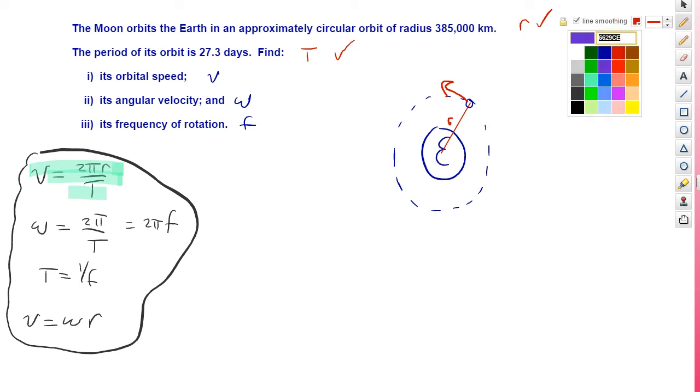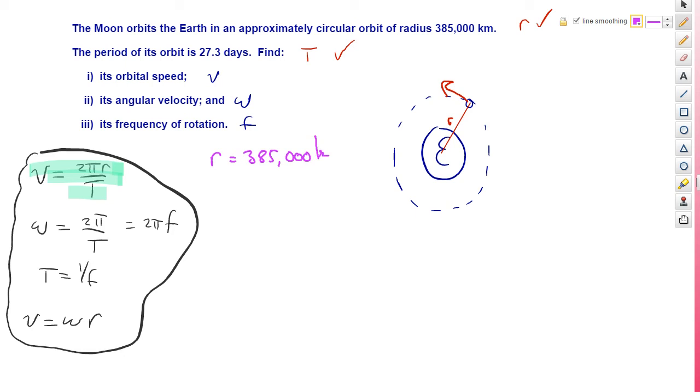But we just have to be a bit careful, because if we're not careful, we'll end up with the orbital speed in kilometres per day if we just keep the numbers as they are. So let's rewrite the radius in metres first of all. 385,000 kilometres sounds to me like 3.85 times 10 to the 8 metres. So there we go, we've got our radius sorted out.